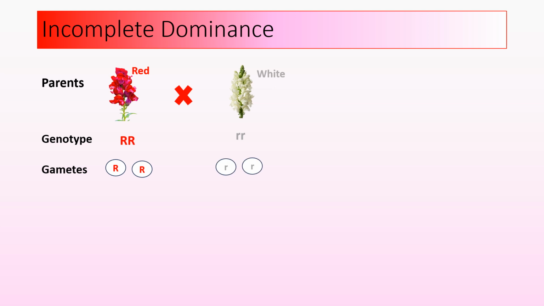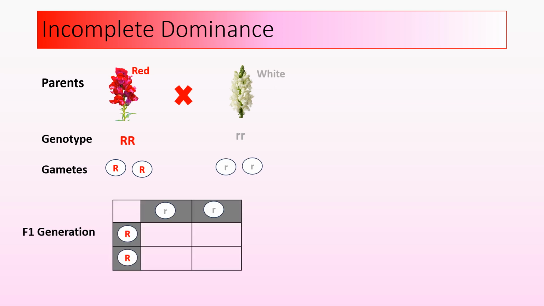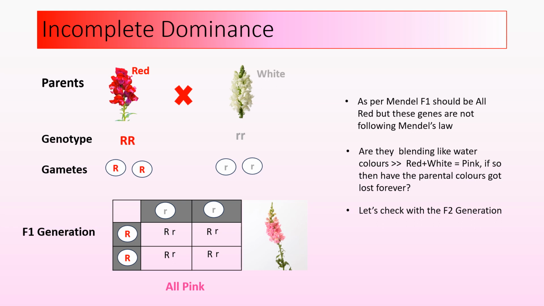So the gametes that we get from the dominant parent are capital R, and from the recessive parent small r. In the F1 generation, in the Punnett square, we find that the genotype of the offspring is capital R, small r, which is understandable. However, the phenotype, instead of being red, what we normally observe in any monohybrid cross, here the offspring all have pink flowers. So here the F1 generation is not following the Mendelian principles. So what exactly is happening here?